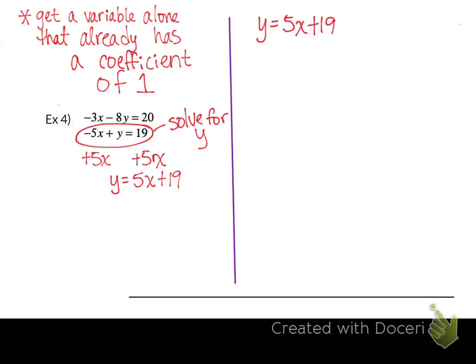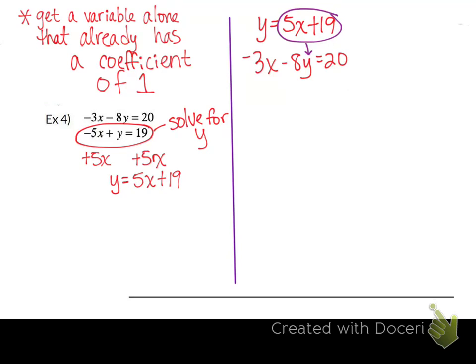The other equation I have to use is the one we haven't talked about at all yet, which would be the top one. Negative 3x minus 8y equals 20. So here is where I want you to start doing it all on your own to practice. You're going to take that expression and plug it in for what? Y. You got y alone, you plug into y. Go ahead and give it a try on your own.